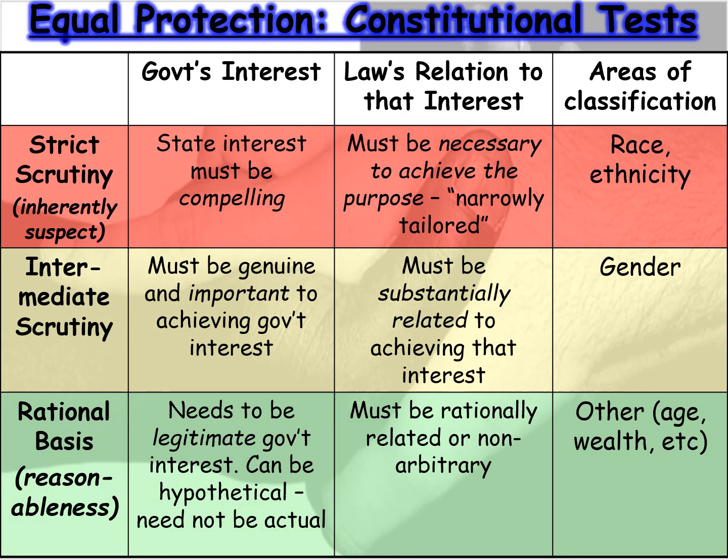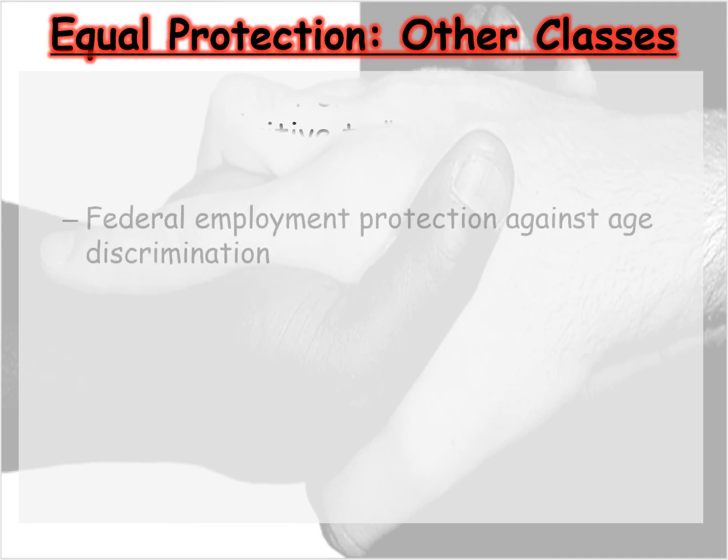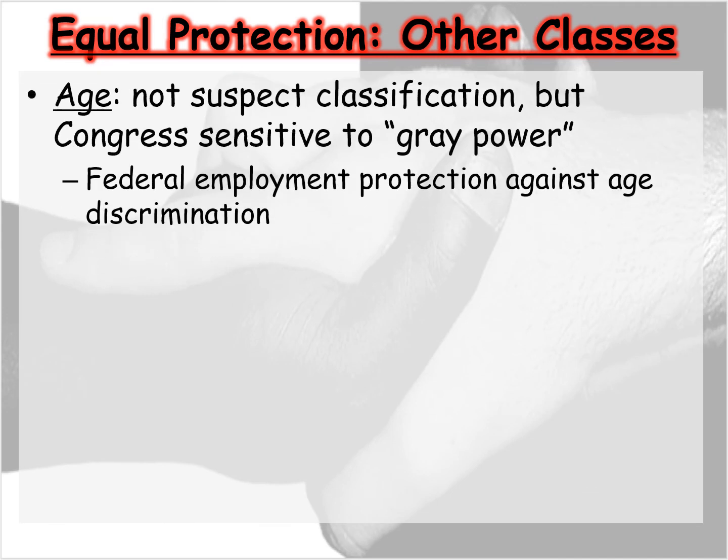And this just kind of shows you the different levels of scrutiny. Feel free to look into that on your own. I'll discuss it a little bit more here in a second. So other classes going after equal protection. Age. Age is not a suspect classification. So those laws don't have to show that compelling public interest.